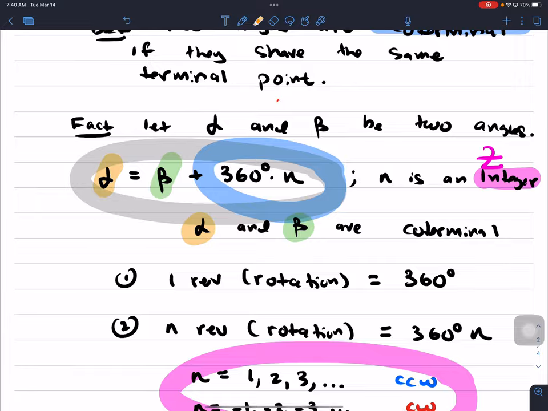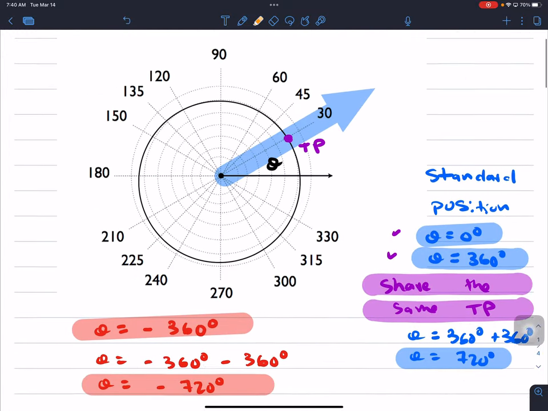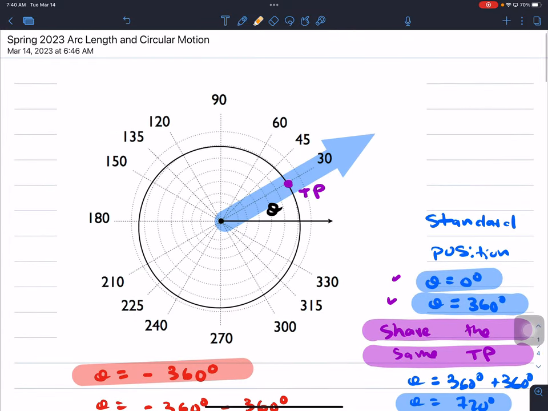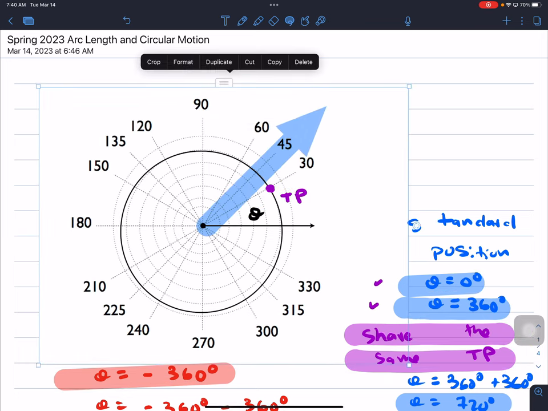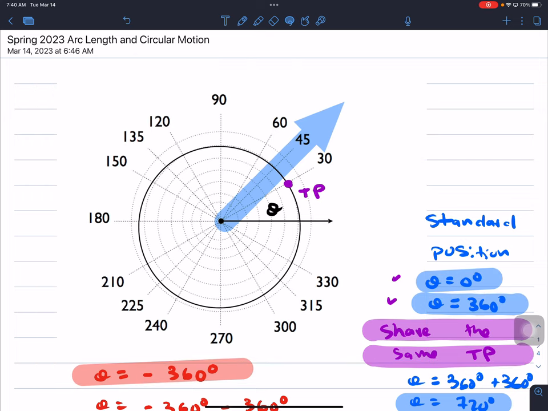So I don't have to go back to the graph and say, okay, start here at 45. Yeah, I don't know what I just did, but okay. Start here at 45. I got rid of the circle. You don't want to do that.